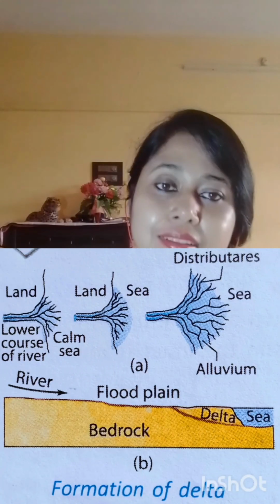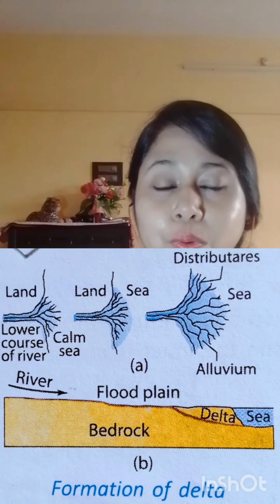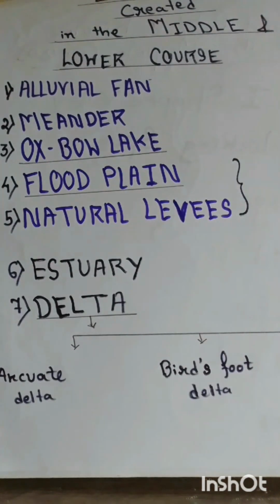Hello everyone, this video is on the lower course of the river. The upper course and middle course I already discussed in the previous two videos. This one is on the lower course of a river. So what are the landforms that we can see in the lower course? Already we know; once again I am showing you. The landforms we can see in the lower course of a river are estuary and delta.